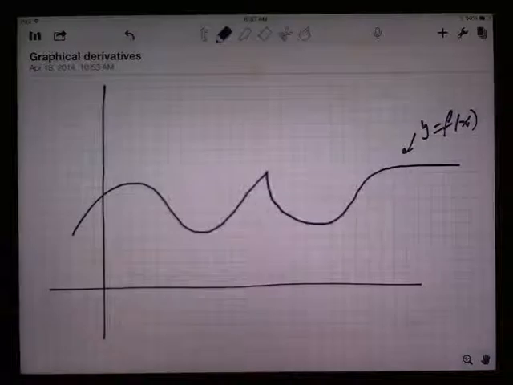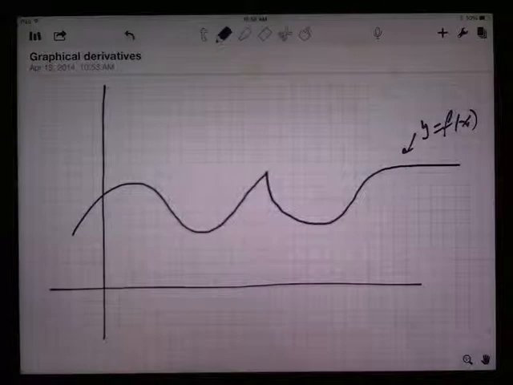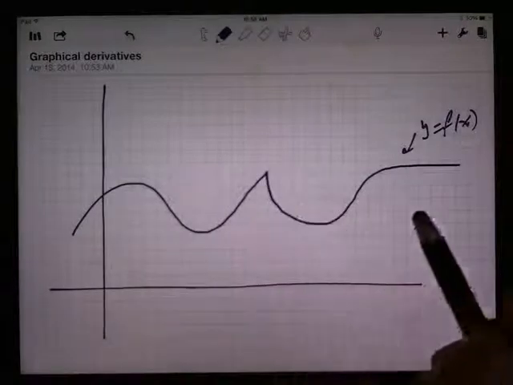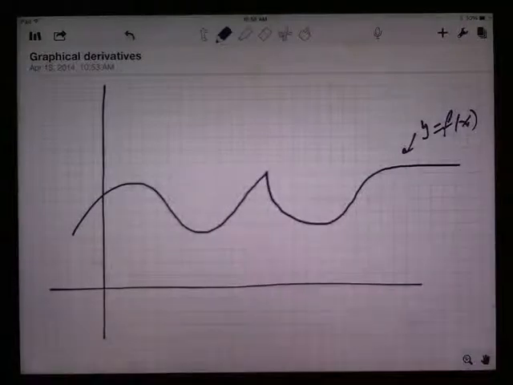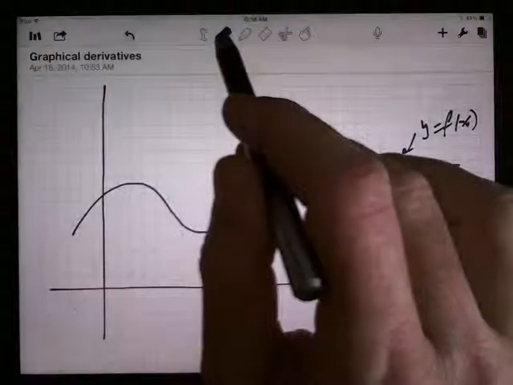I want to take a look at the derivative just from a graphical standpoint. Even though I don't know what the formula for this function is, I may be able to get a pretty good idea of what the derivative function is. The thing is, I can see certain aspects of it. When I'm looking at the derivative, I'm looking at slopes of tangent lines.